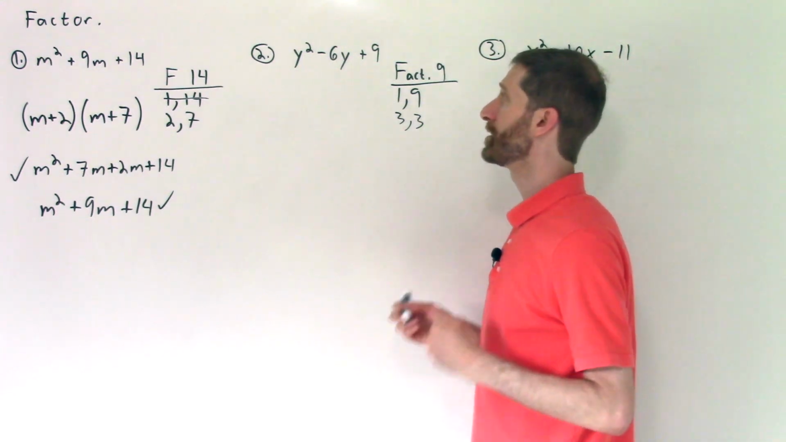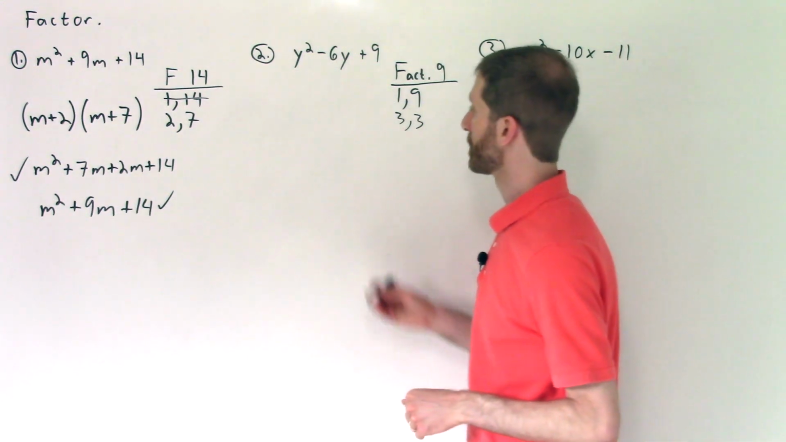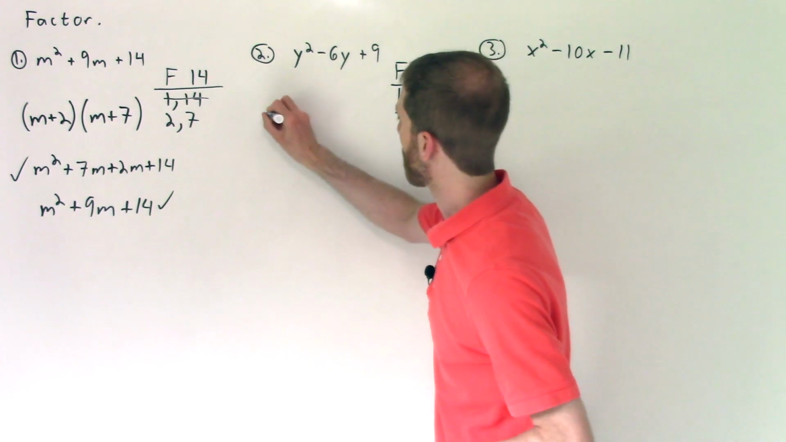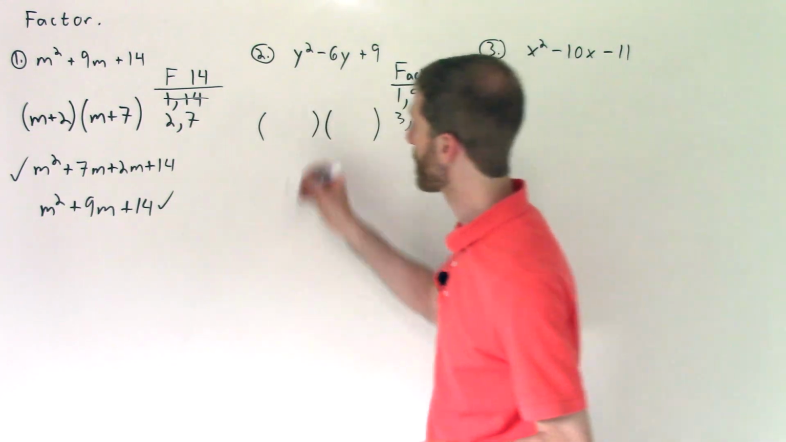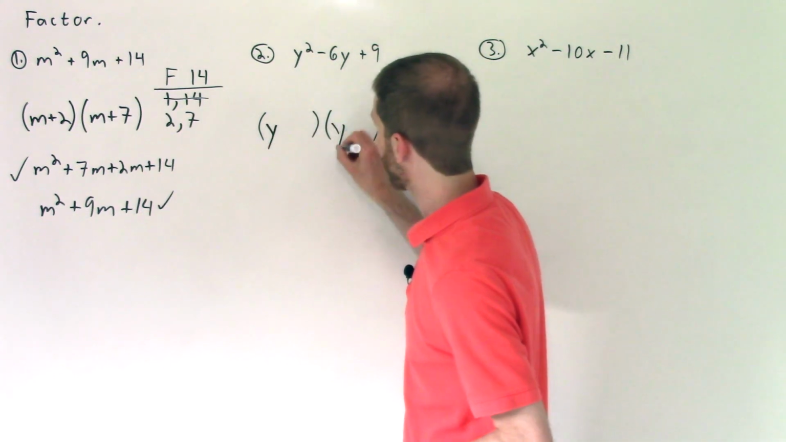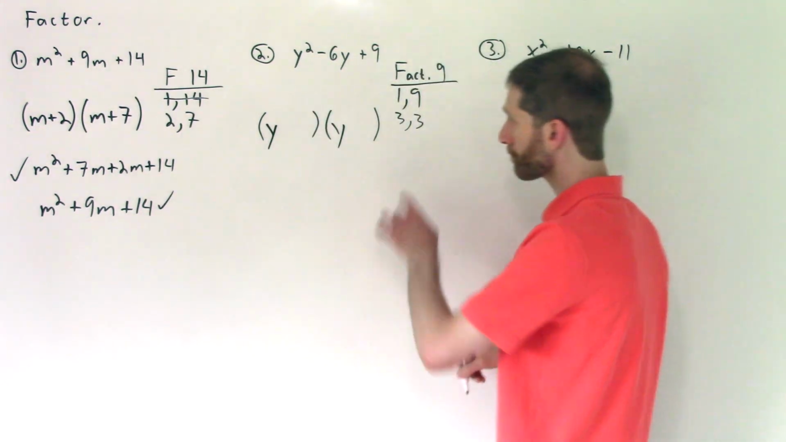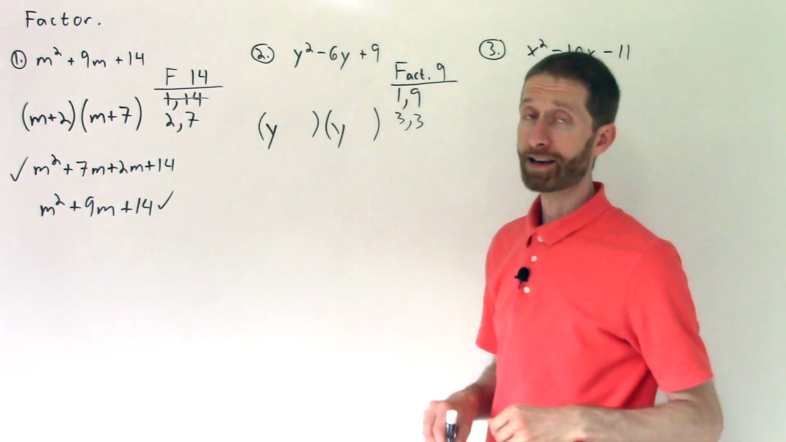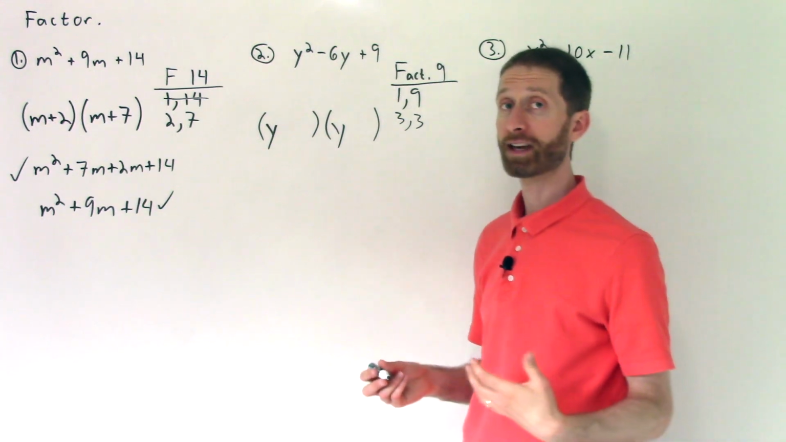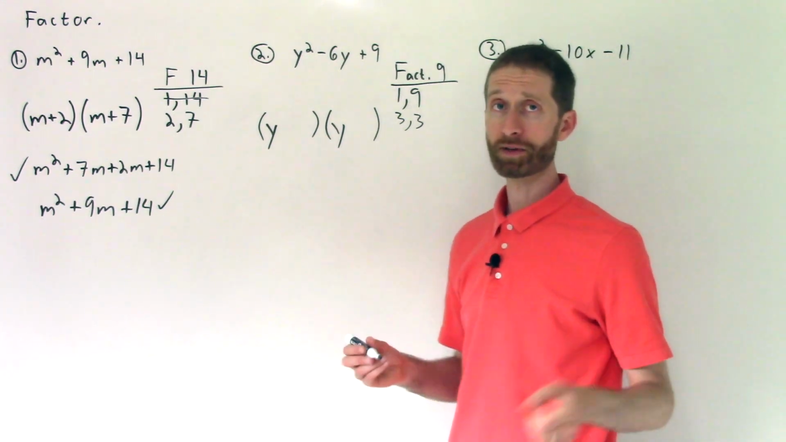So now what I need to do is, very simply, line everything up. I've got my two parentheses. You could start with this. I'll change up the order a little bit from what I did last time. I know I'm going to get y and y, that gives me y squared. Next, 1 and 9. Can they combine to give me negative 6? Not by adding them, that would give me some form of 10, and not by subtracting them, that would give me some form of 8.